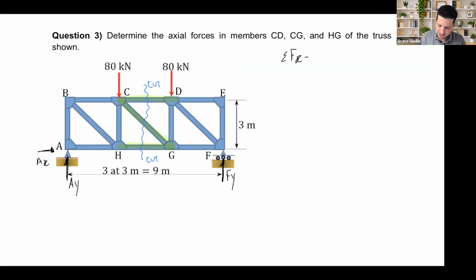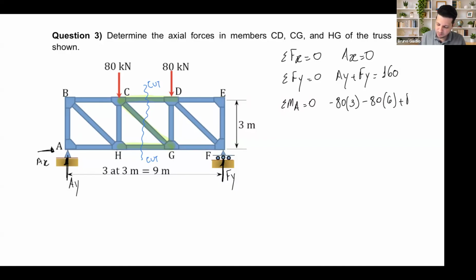Sum of the forces in X should be 0, so AX is 0. Forces in Y: AY plus FY equals 160. Moment at A: negative 80 times 3, negative 80 times 6, positive FY times 9, equal to 0. FY is 80 kilonewtons, and AY is 80 kilonewtons. All right.